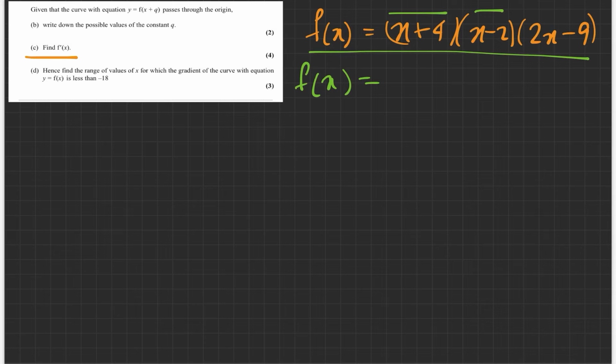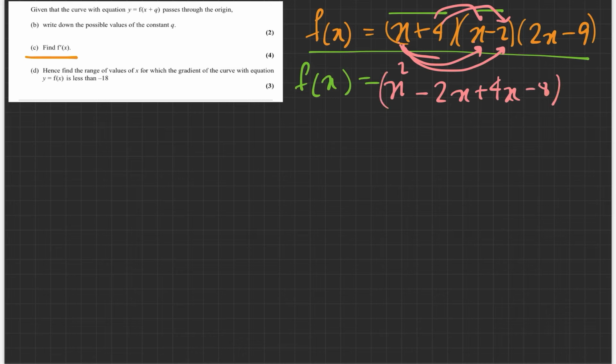So I'm going to multiply x by this and then x by that, and then I'm going to do 4 by this and 4 by -2. Okay, so what I will get here is x squared, right? X times x. Now I'm going to do x times -2, which is minus 2x, and then 4 times x, which is plus 4x, and then 4 times -2 is -8, right? And then I'm going to multiply this one by 2x minus 9.